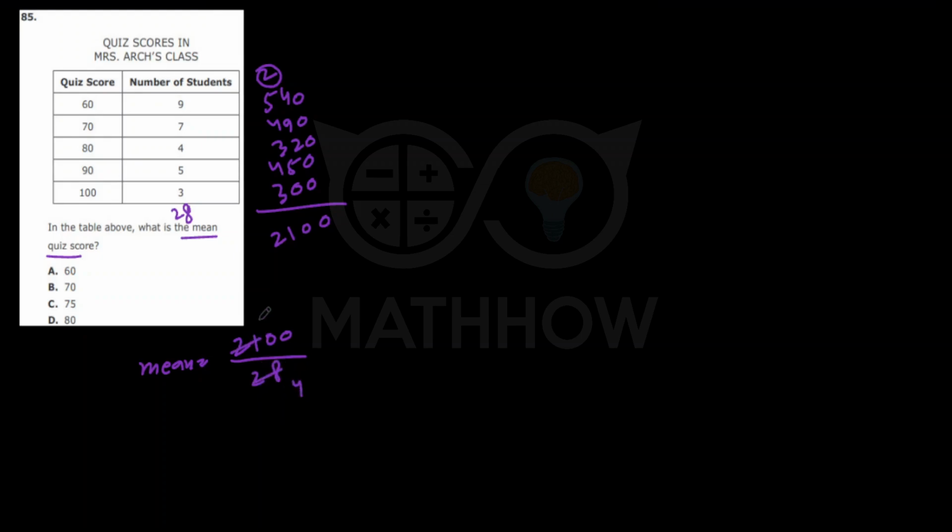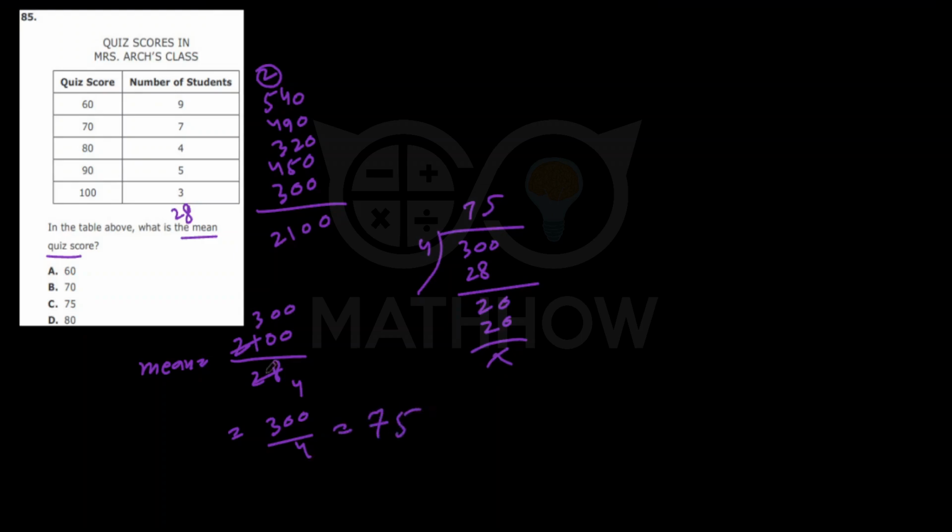7 4s are 28, 7 3s are 21, and 0, 0. 300 divided by 4, using long division. 4 7s are 28. 4 5s are 20. So the answer is 75. Mean is 75, so the correct answer is option C.